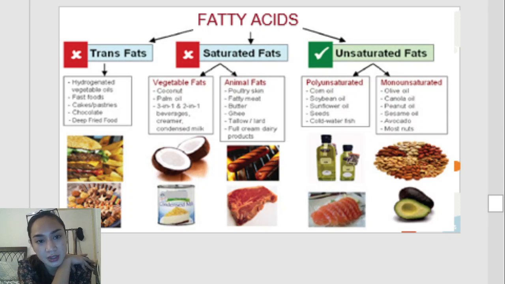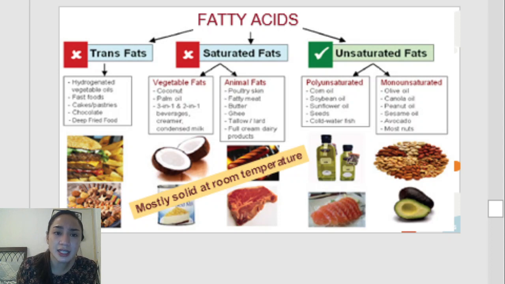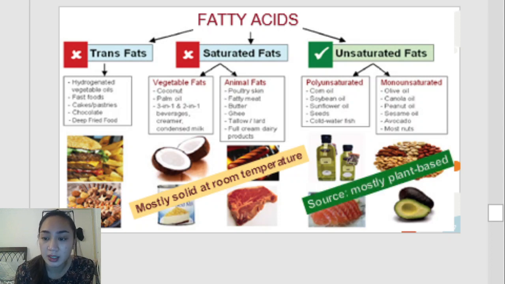So, for example, dito sa saturated, poultry skin, no? Chicken skin, butter, dairy products, comparing with unsaturated na sunflower oil, seeds, nuts, avocado, etc. So, ito, ang ating saturated fats, they are mostly solid at room temperature. And then, etong unsaturated fats, they are mostly liquid in room temperature. And ito, no, ang source niya mostly ay plant-based. If you compare it with saturated fats, ito more on animal-based, katulad nito, chicken skin, dairy, etc.